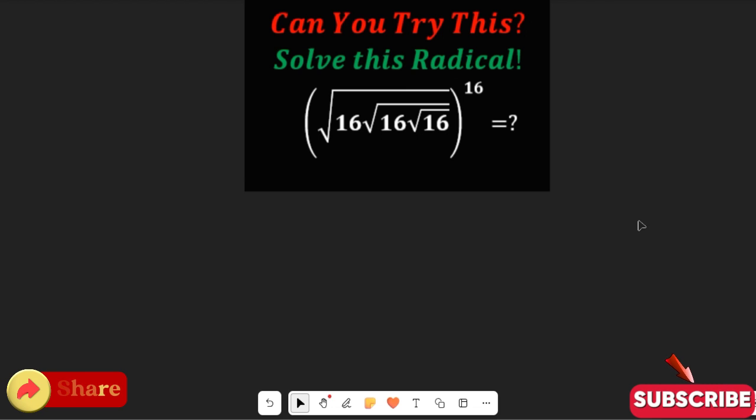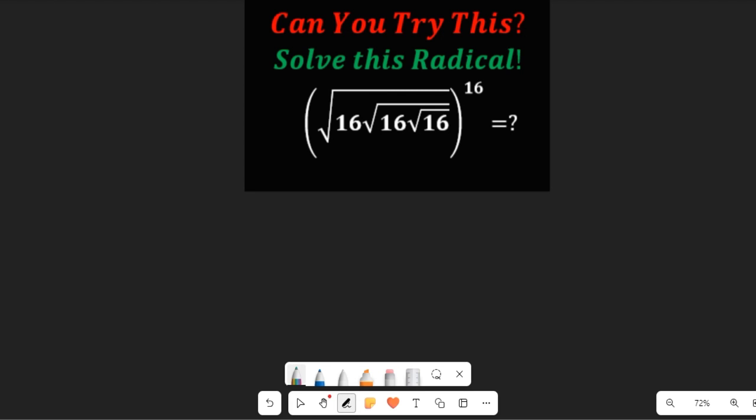To solve this radical expression, I'm going to use the first method. From the first method, let's use the laws of indices. Recall that if we have the square root of x, according to the law of indices, that is equal to x to the power of 1 divided by 2, right? So we're going to break all the square roots into the power of 1 divided by 2.